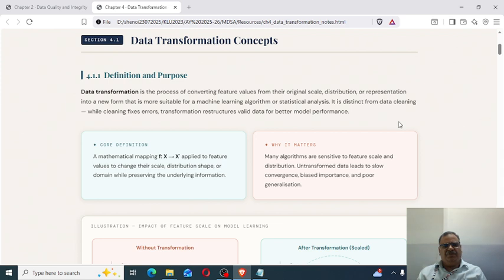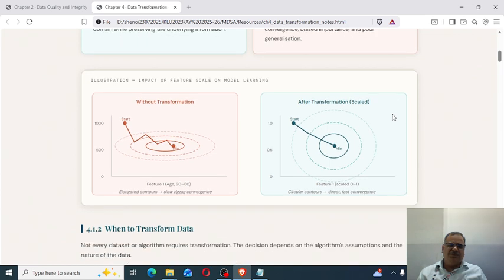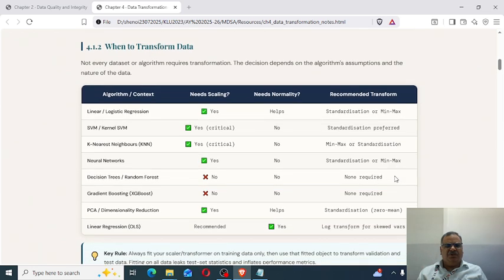So the basics of transformation is that we need to convert from the original scale or distribution into a suitable form. So we apply certain transformation methods by which the data is appropriately scaled to bring it into a better analytics form. Okay, so we have different transforming techniques.